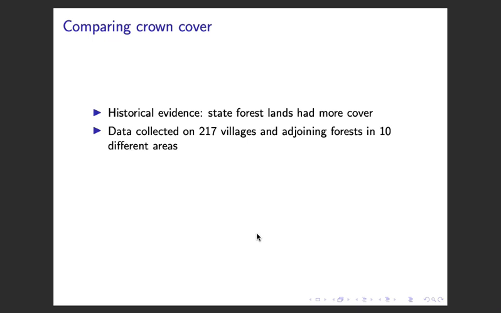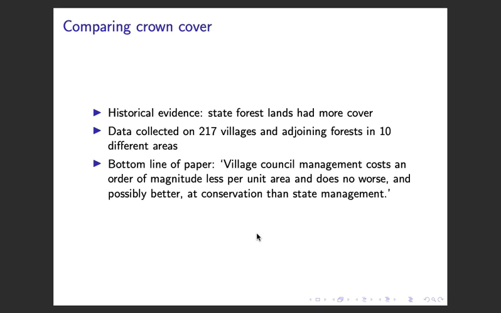The authors have collected data on 217 villages and adjoining forests in 10 different areas. The bottom line of the paper is that village council management costs an order of magnitude less per unit area and does no worse and possibly better at conservation than state management. The second part of this is what is established through comparing the state and village council managed forests after accounting for some key covariates.